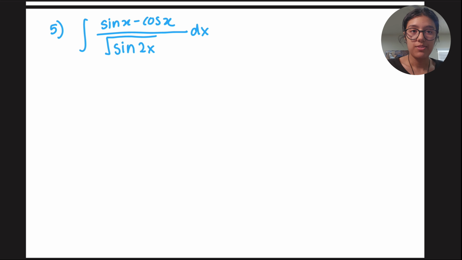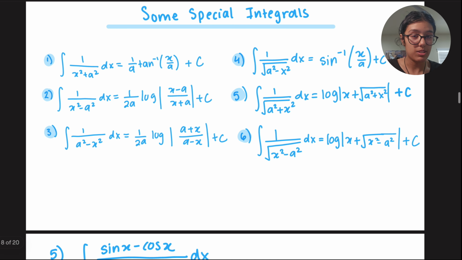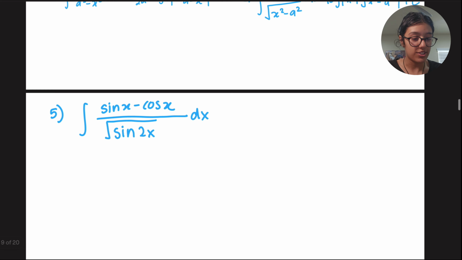All right, so last problem, and of course our last problem will be the hardest and involving trig. So that's why we have integration of (sine x minus cos x) over square root of sine 2x dx. Of course, we see that this is nowhere near the form we need for our special integrals. So let's try to fix that.